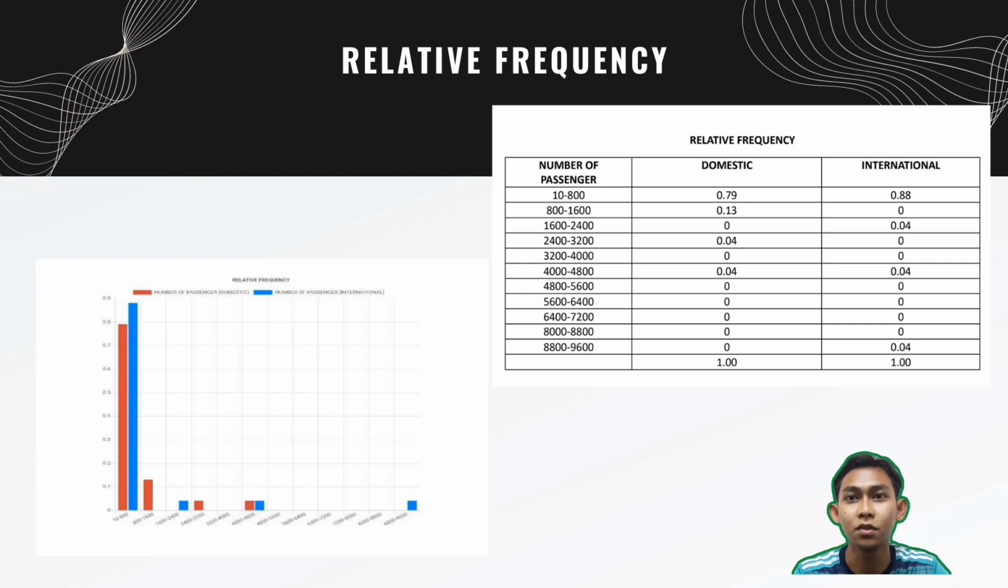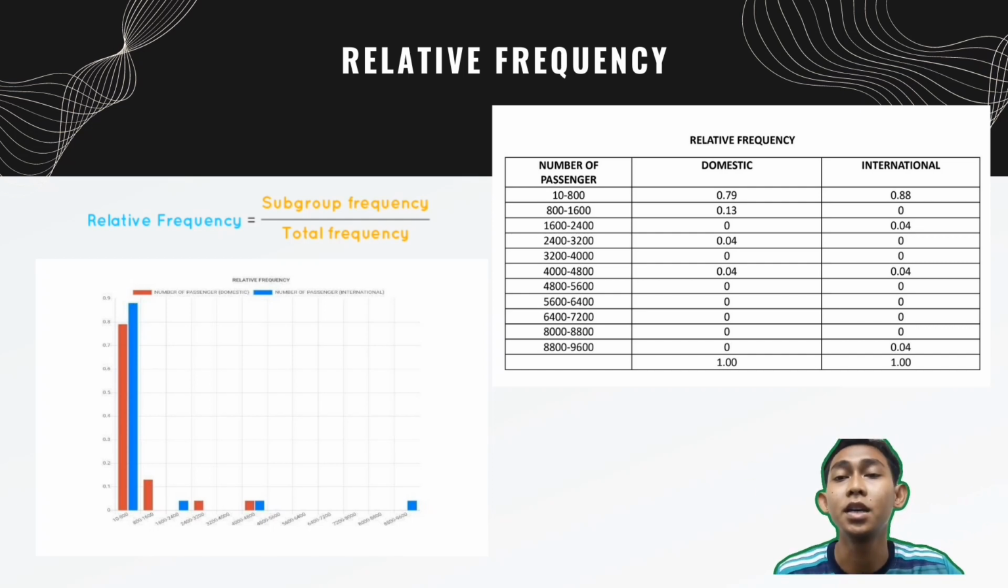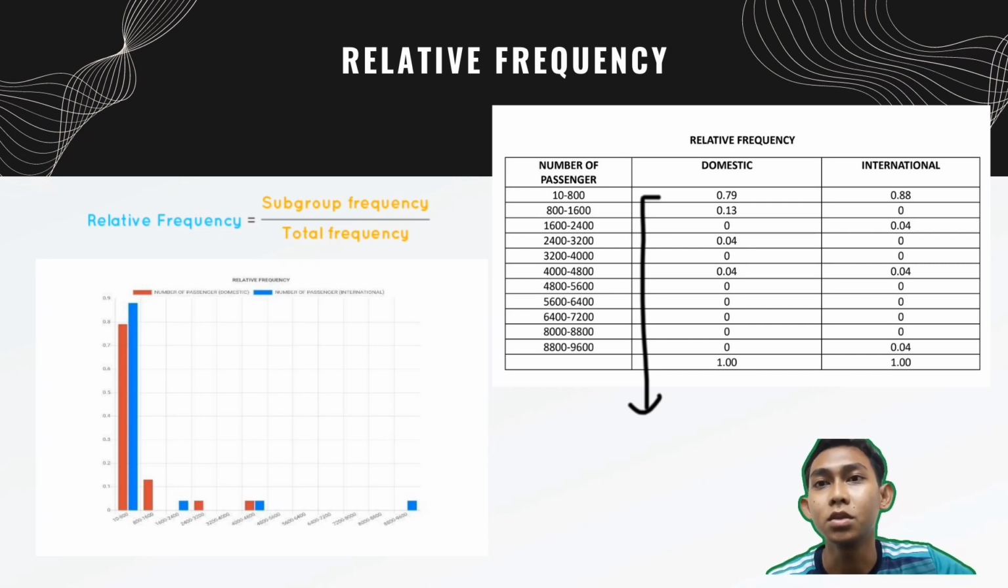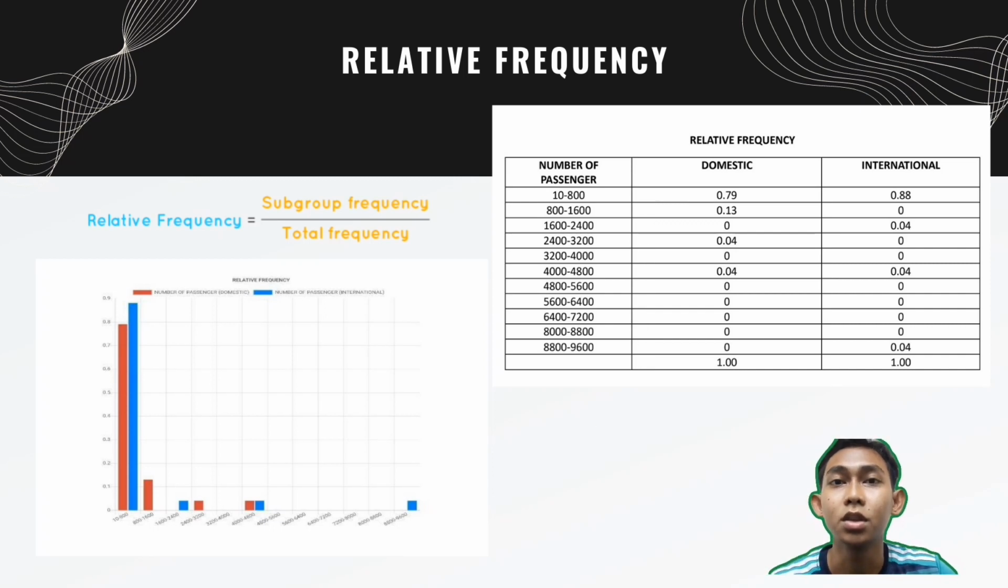passenger. For relative frequency, we use the formula frequency divided by total frequency to find the answer. As an example, the number of domestic passengers from 10,000 to 800,000, which we divide 19 by 24 to get 0.79, and 20 divided by 24 to get 0.88 for international passengers. The total relative frequency must be 1 to get the perfect answer.